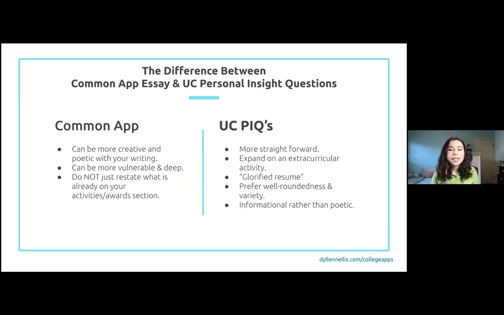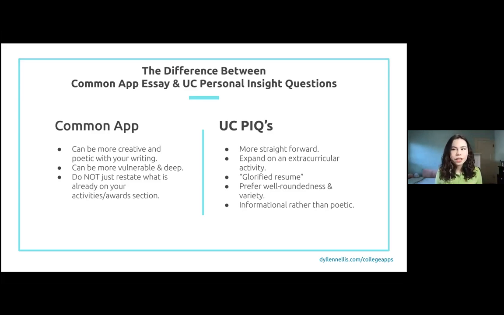Okay. The difference between the ComApp essay and the UC personal insight questions. So you can use one for the other and one for the other one, but they do have very slight differences in the way they should be written. So the ComApp essay, you can be more creative and poetic with your writing. You can get more vulnerable and deep into those emotional intelligence things I was talking about. And you definitely don't want to just restate what's already in your activities and awards section because they already see that. They want to know who you are on the inside, not just what you do.